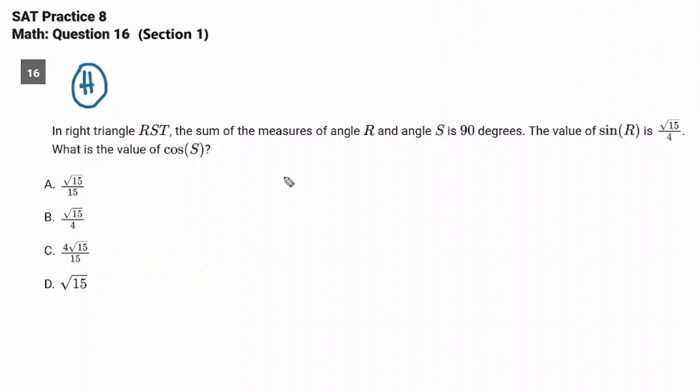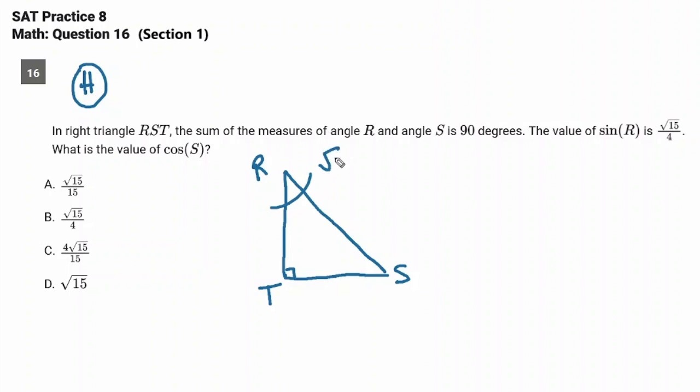It's a right triangle. Triangle RST, measures of angle R and angle S, when you add them up, is 90 degrees. So what do you think T is? T's got to be 90. Doesn't matter where you put R and S. Sine R is root 15 over 4. You're looking for cosine S, so write that down and circle it.